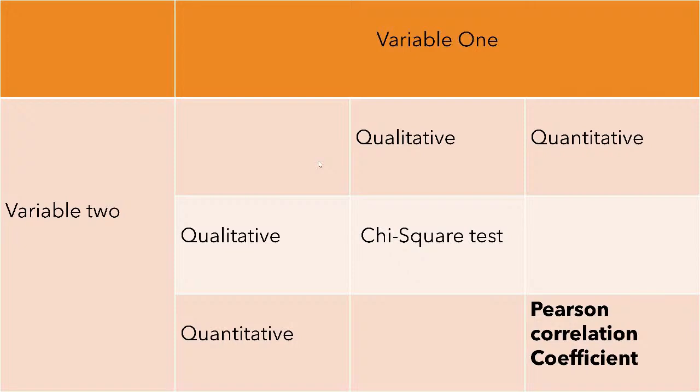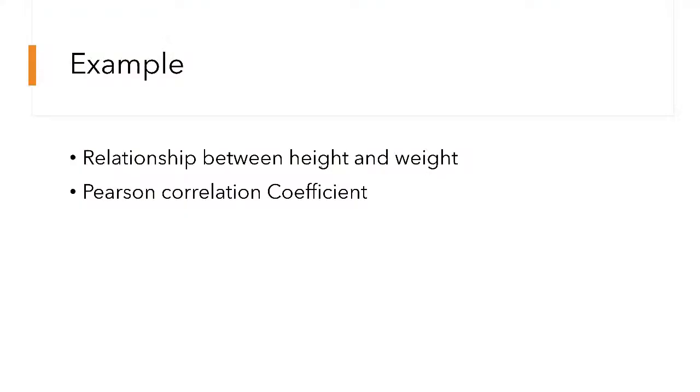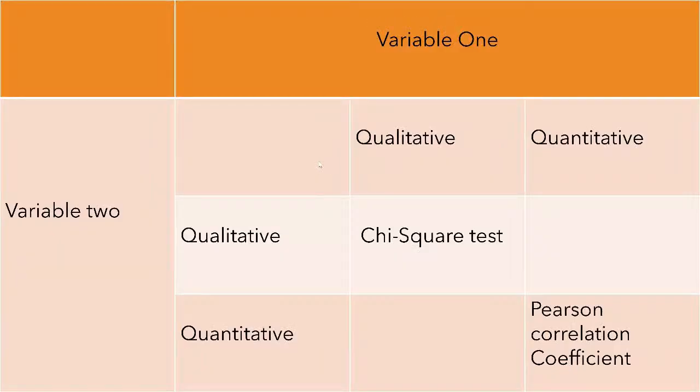Now, if there are two variables and we want to find out the relationship between them, and both of them are quantitative, then we'll be finding out the Pearson correlation coefficient between both of them. An example of this situation is the relationship between height and weight, height being a quantitative variable and weight being a quantitative variable. So we'll find out the Pearson correlation coefficient between height and weight. As I said, there are other ways to find out the relationship, but I'm just oversimplifying it for the sake of this specific discussion.